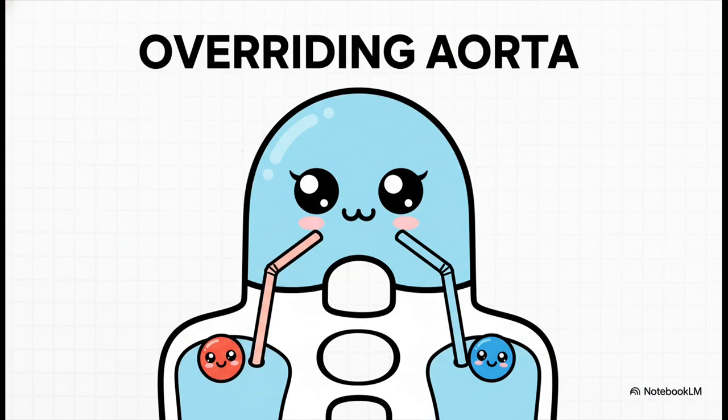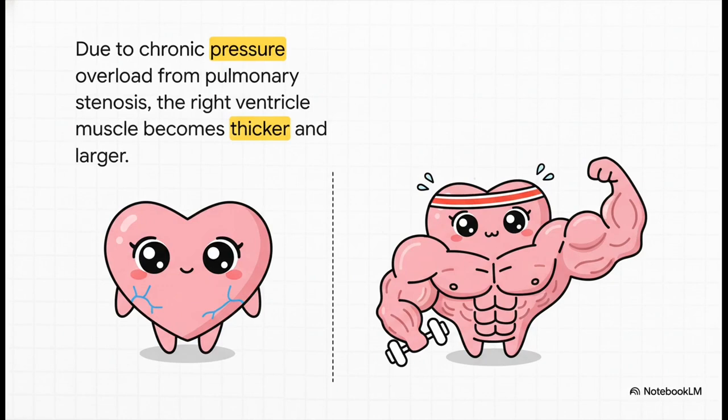Number 3 is the overriding aorta. So normally, the aorta should sit squarely over the left ventricle, right? Well, in TOF, it's shifted over. It's straddling that VSD we just talked about. And because of its position, it ends up getting blood from both ventricles, oxygenated blood from the left and deoxygenated blood from the right. And finally, our 4th feature, right ventricular hypertrophy.